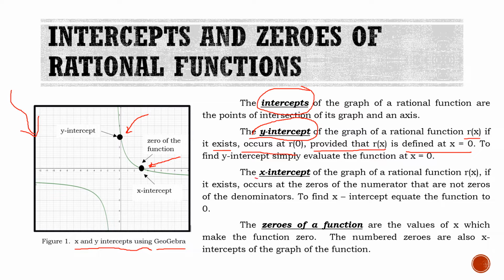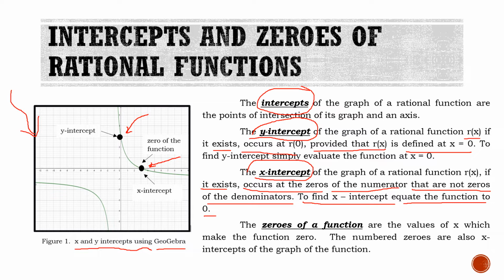Now, the x-intercept of the graph of a rational function r of x, if it exists, occurs at zeros of the numerator that are not zeros of the denominator. So to find the x-intercept, equate the function to 0. In simple words, we just simply put a value of f of x which is equal to 0.